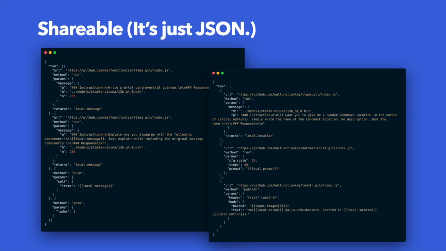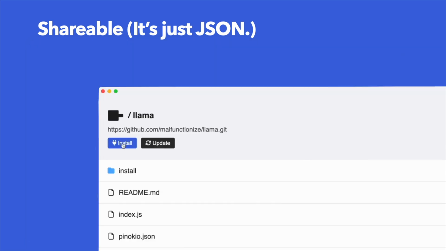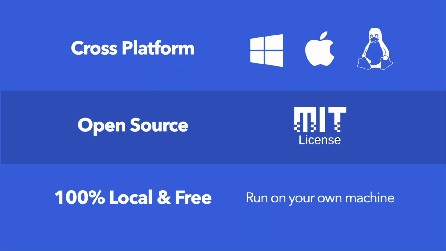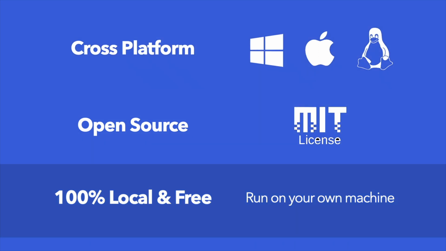The JSON format also makes the scripts ultra-portable and shareable. Installing and running AI engines and sharing cool workflows is now as easy as downloading a JSON file, click install, and run. Pinokio works on Windows, Mac, and Linux, is 100% open source, and it's completely free. Try it out.